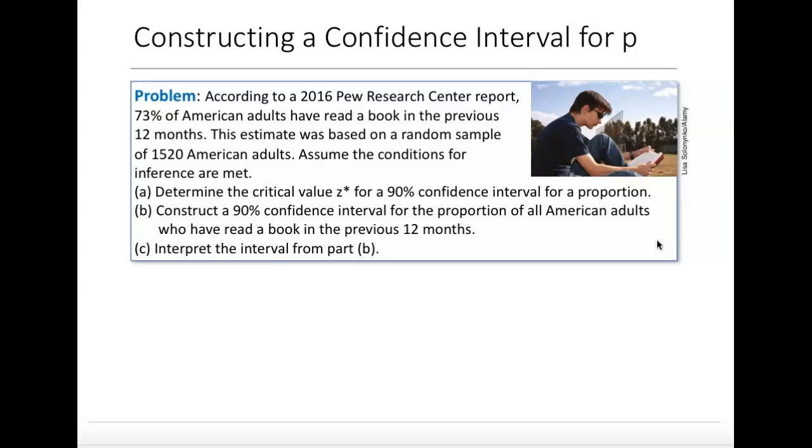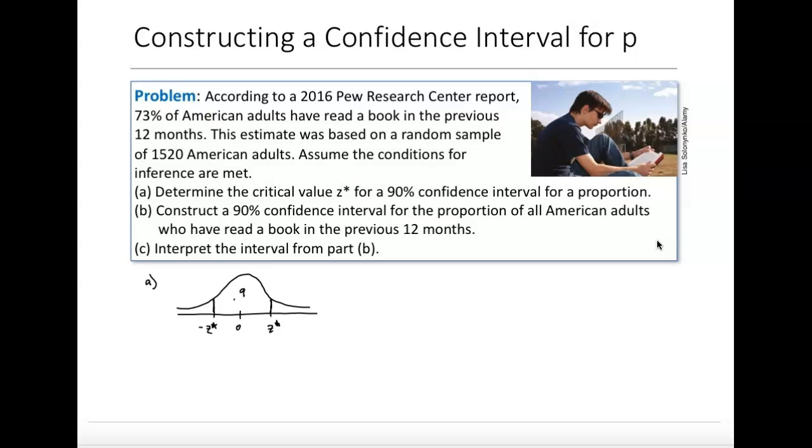Let's determine the critical value z star for a 90% confidence interval for a proportion. To help us do that, I always like to sketch out what's going on. We know that we're dealing with a normal sampling distribution, so it's going to be like this. I'll put my mean of 0. I'm looking for the z star or the negative z star, whichever you wish to find. They're going to be symmetric. That contains what percent of the area?